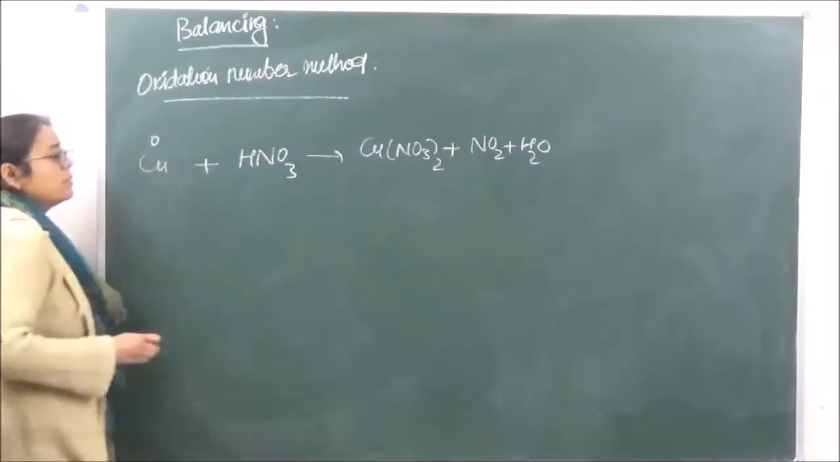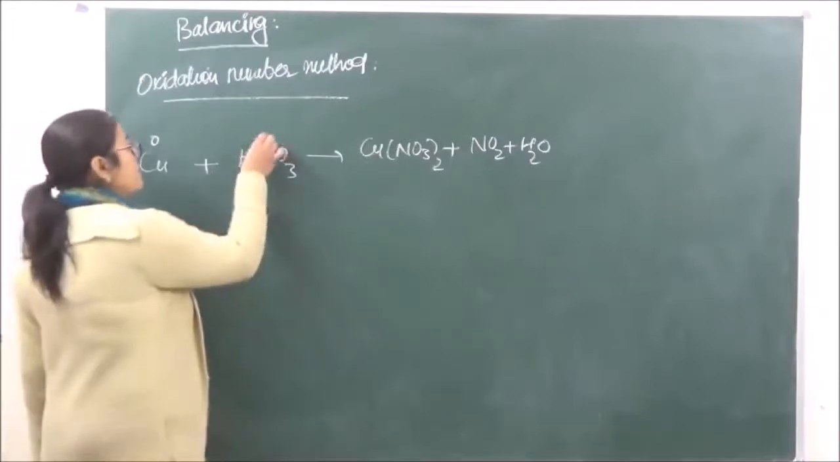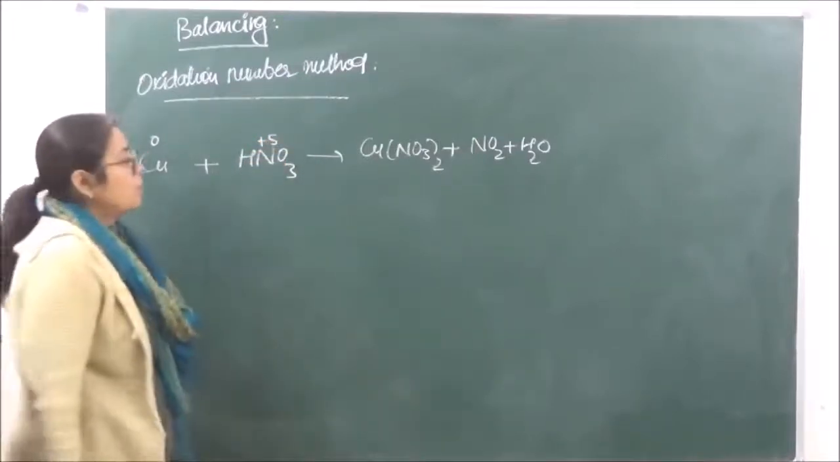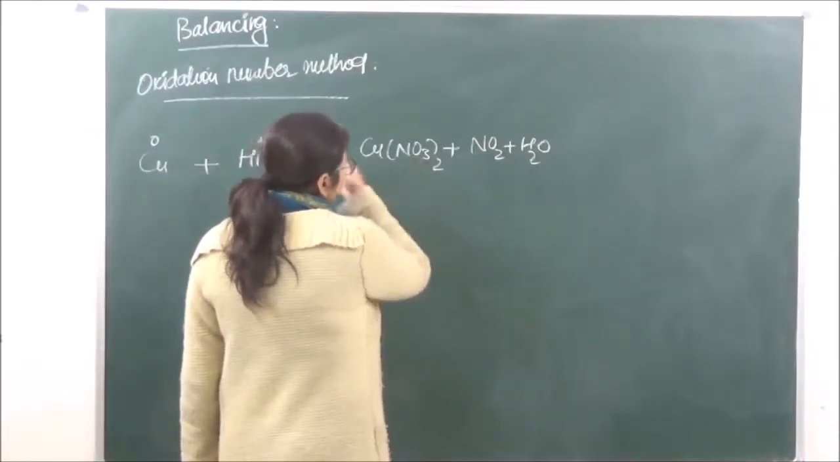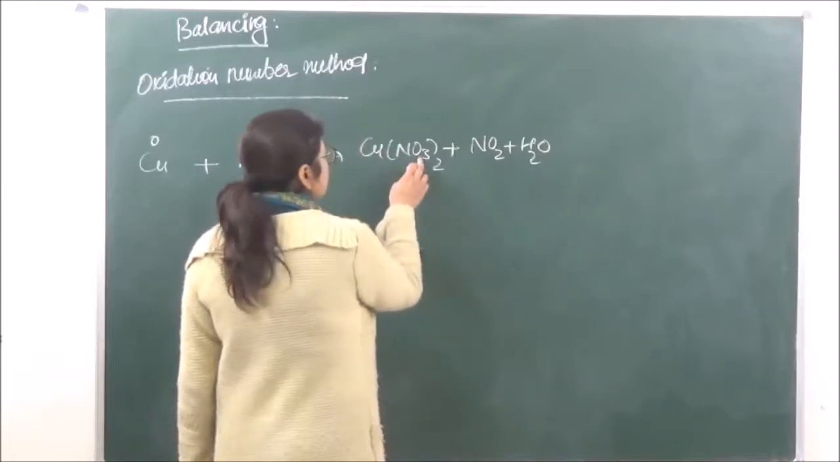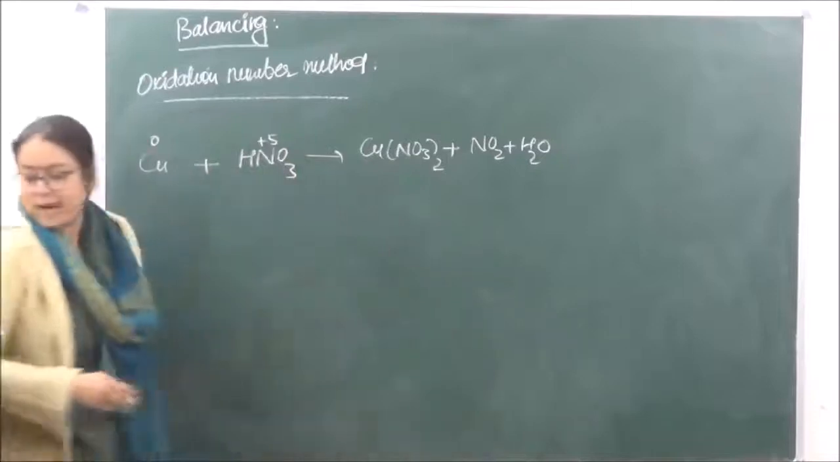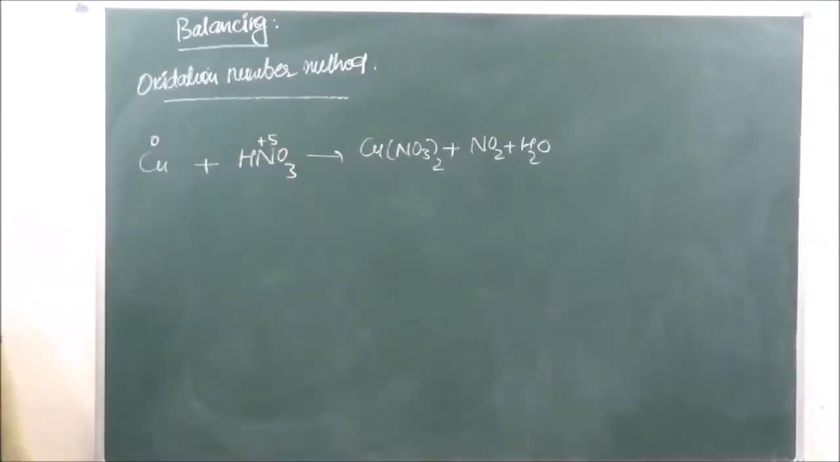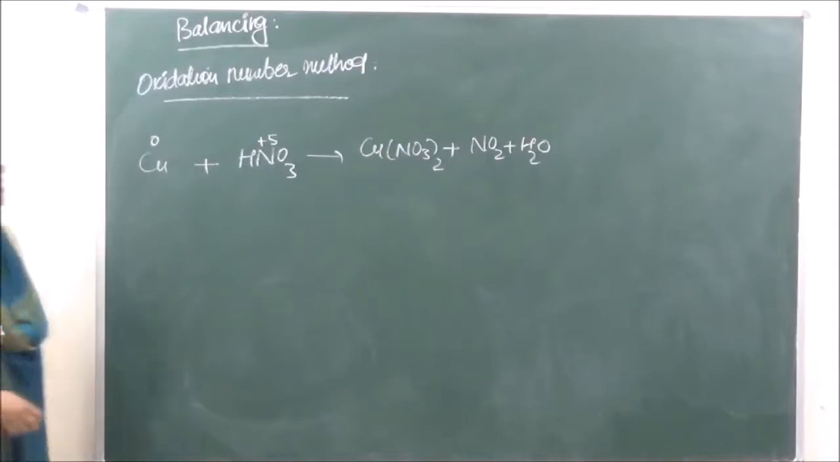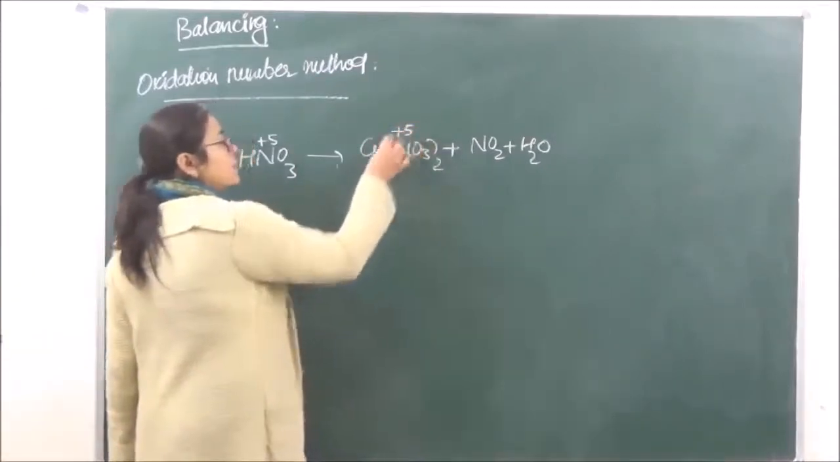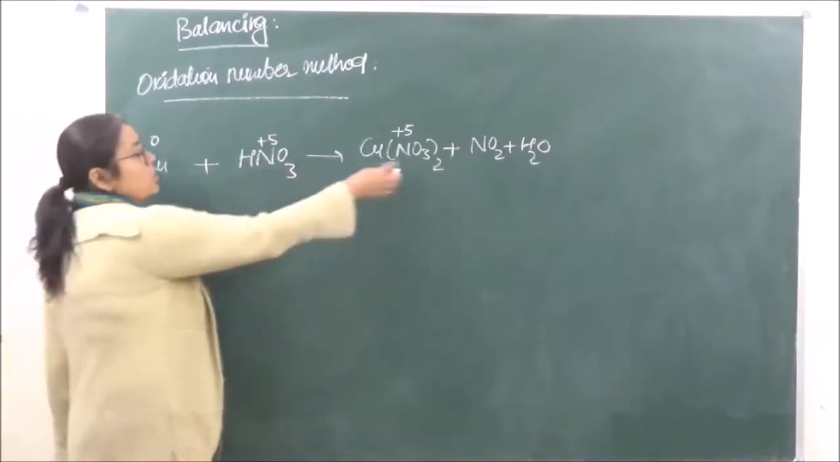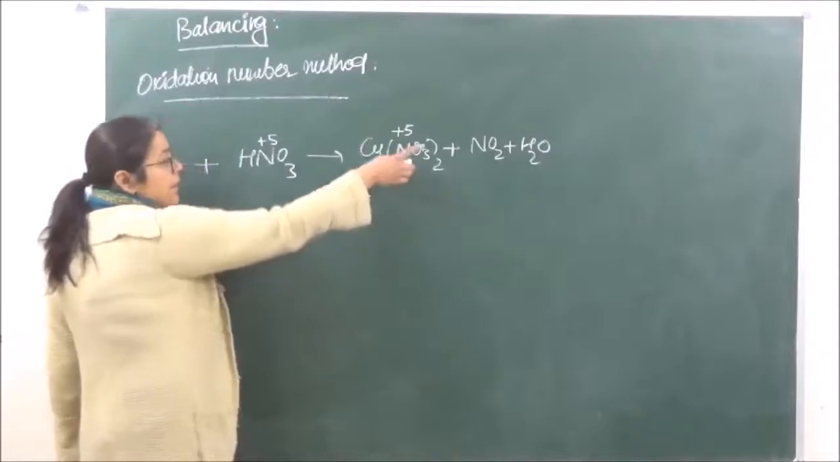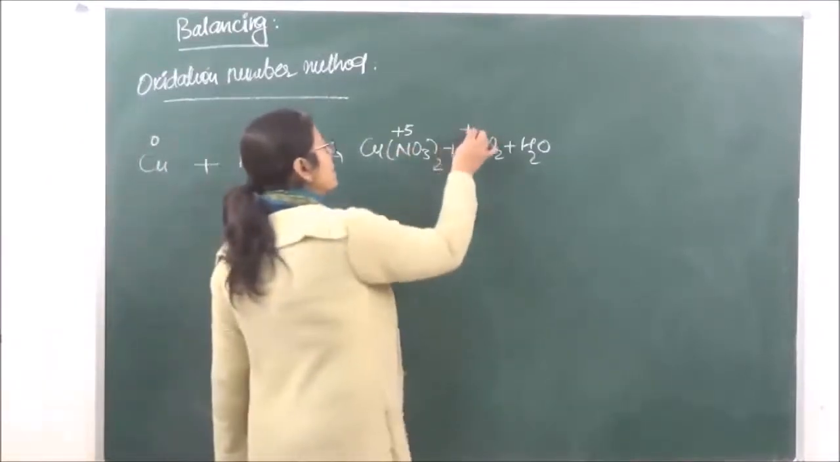Copper has an oxidation number of 0. Nitrogen will have an oxidation number of plus 5. In copper nitrate, for the nitrate ion we can just leave it as it is, or if you want to calculate, you will see that the oxidation number of nitrogen there comes to plus 5 only. So there is no change in oxidation state over here, but there is a change in NO2, where it is plus 4.